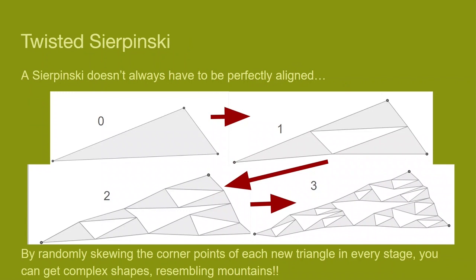Now, a Sierpinski's triangle doesn't always have to be perfectly aligned like an equilateral triangle. For example, there's this thing called twisted Sierpinskis, where you can skew the corner points of each triangle that is made after each stage, and it creates this sort of twisted, I guess is a good word, triangle. These twisted Sierpinskis are often used to create mountain-like shapes, for example.